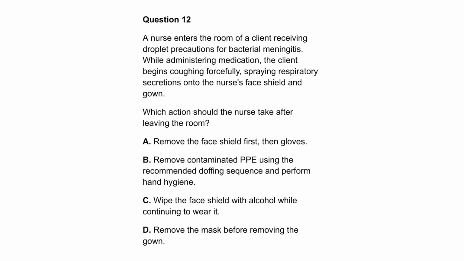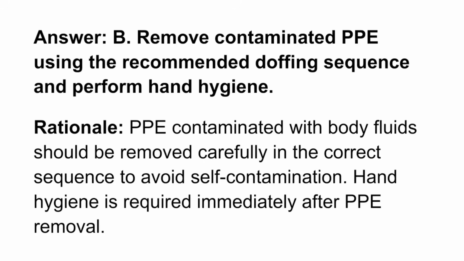C. Wipe the face shield with alcohol while continuing to wear it. D. Remove the mask before removing the gown. Answer: B. Remove contaminated PPE using the recommended doffing sequence and perform hand hygiene. Rationale: PPE contaminated with body fluids should be removed carefully in the correct sequence to avoid self-contamination. Hand hygiene is required immediately after PPE removal.